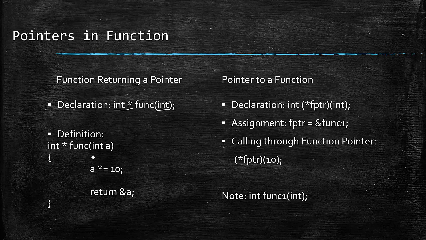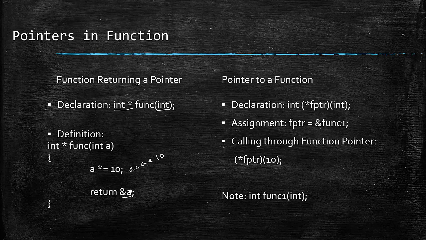So let us take this as my definition. The function header is matching with the function declaration, so there is no problem. Then a is an integer type of variable. We are performing a equals a plus a into 10. Then instead of returning the value of a, we are returning the address of a. We are returning the address of an integer type of variable, so it is basically an integer type of pointer. So here we are matching the returned argument with the return type of the function.